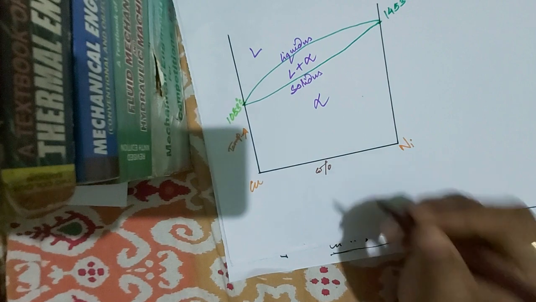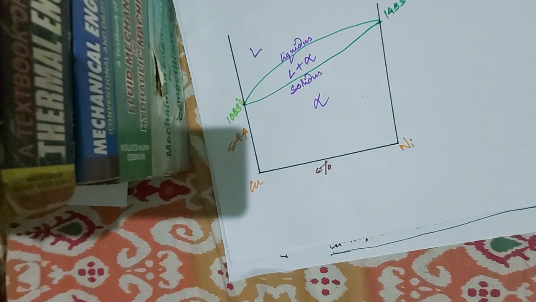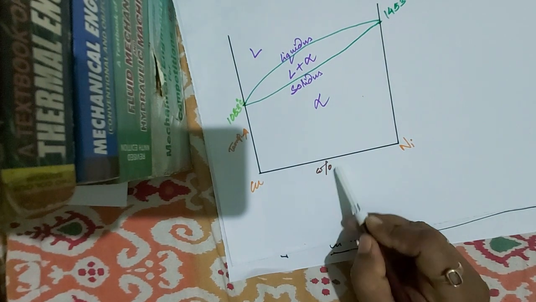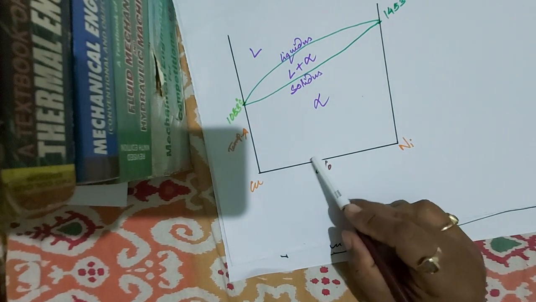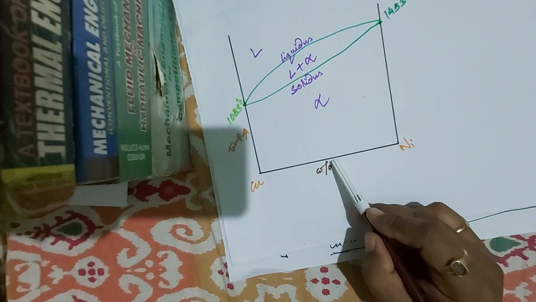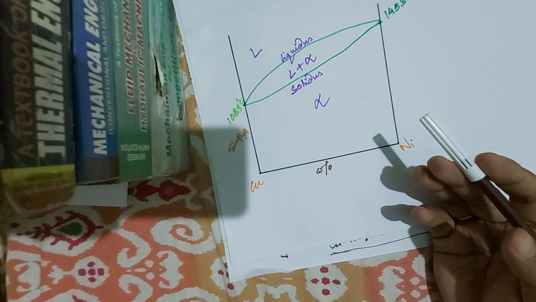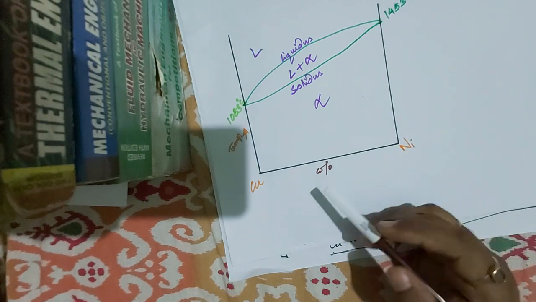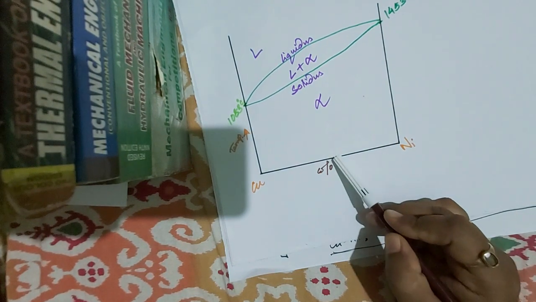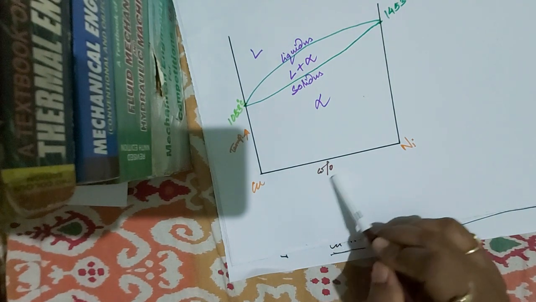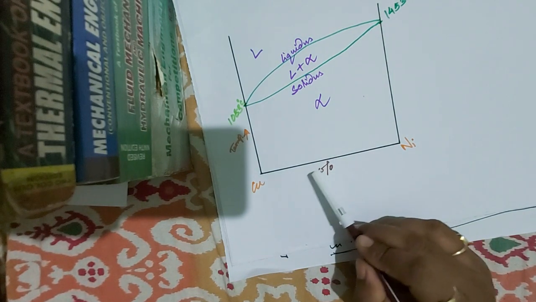Here it is weight percent. One student asked me what would happen if this were atomic weight percent. If this is atomic weight percent, this will become isobar or isotope. That's why we are talking about weight percent.